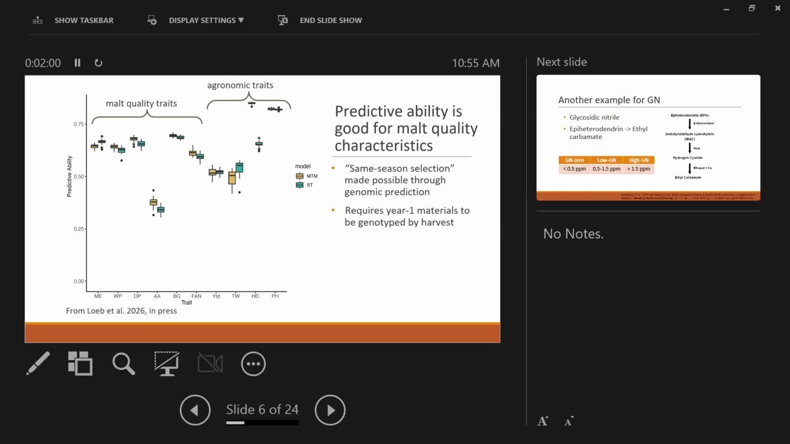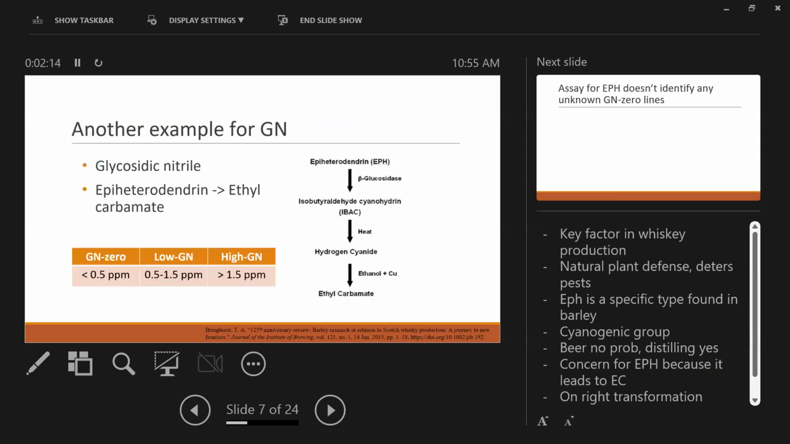This figure, and this work in particular on our predictive ability, was done by a former student in our lab whose paper is in press now, which is exciting. I'm going to specify a little bit on GN and how we're predicting that right now. GN, glycosidic nitrile, is the precursor for the carcinogen carbamate when whiskey gets distilled. And we're looking to start selecting for GN zeros, which have less than 0.5 parts per million.